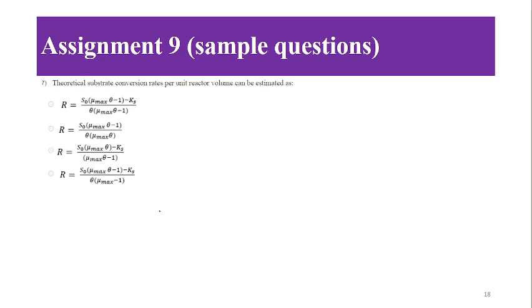Next question. Theoretical substrate conversion rates per unit reactor volume can be estimated as... So the correct option here is the first one. Here S naught is the substrate concentration, and Umax is the maximum specific growth rate. Theta is the retention time, and Ks is the substrate concentration at half of the maximum specific growth rate.